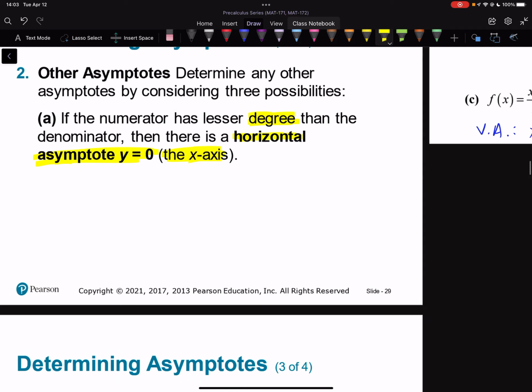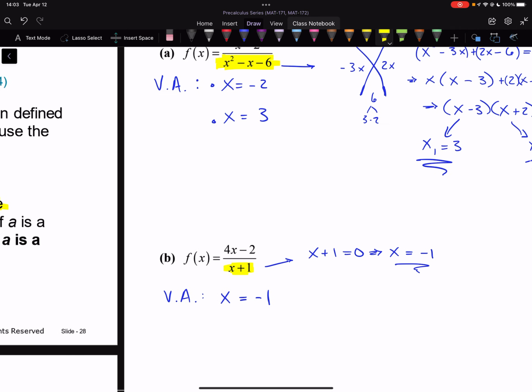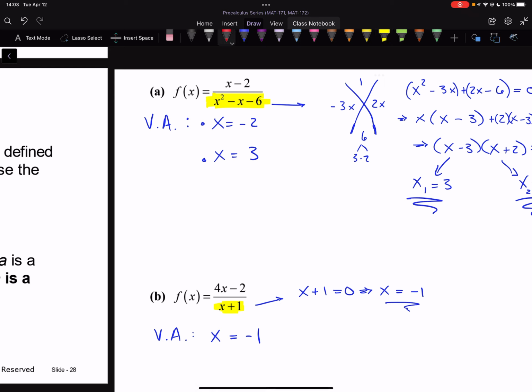Let's see if any one of our scenarios has that going on. And indeed, we can see here, I'll call it an NVA, or a non-vertical asymptote, because the numerator is of a lesser degree than the denominator. Then this non-vertical asymptote is going to be the equation y equals 0, or the x-axis.